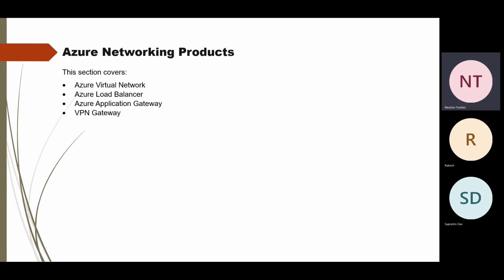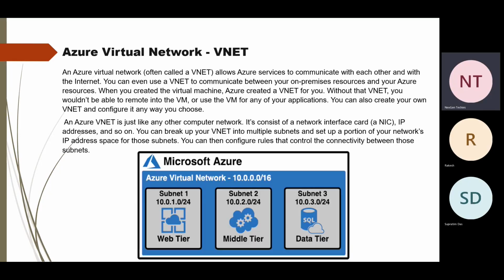Networking products. Azure networking products. In this section, we have virtual network, load balancer, application gateway, and VPN gateway. The virtual network we call VNet basically, so it is related to networking. For security, the network people will come into the picture and take care of all these things. But as a Basis person, we need to understand Azure networking as well.